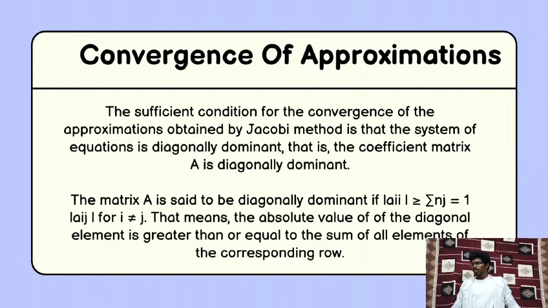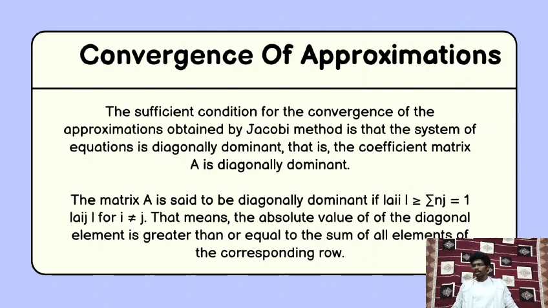equation n for xn. We get x1 equal to 1 divided by a11, whole multiplied by b1 minus a12 x2 minus a13 x3 minus till a1n xn, and x2 equal to 1 divided by a22, whole multiplied by b2 minus a21 x1 minus a23 x3 until it goes to minus a2n xn. Xn equal to 1 divided by ann, whole multiplied by bn minus an1 x1 minus an2 x2 minus till ann minus 1 xn minus 1.